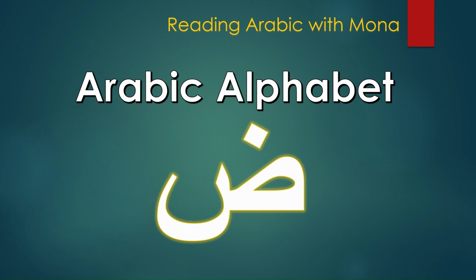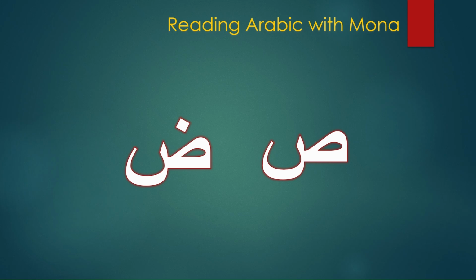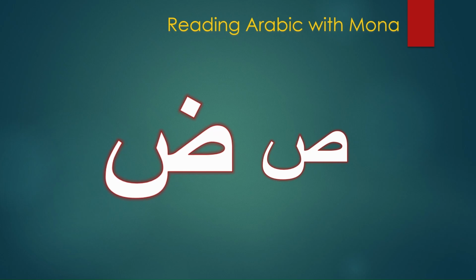Today's lesson is about the Arabic letter Dhaad. Dhaad is the 15th letter of the Arabic alphabet. The letter Dhaad is one of the two letters that share the same shape, but Dhaad is with a dot and Saad we took in the previous lesson without a dot.